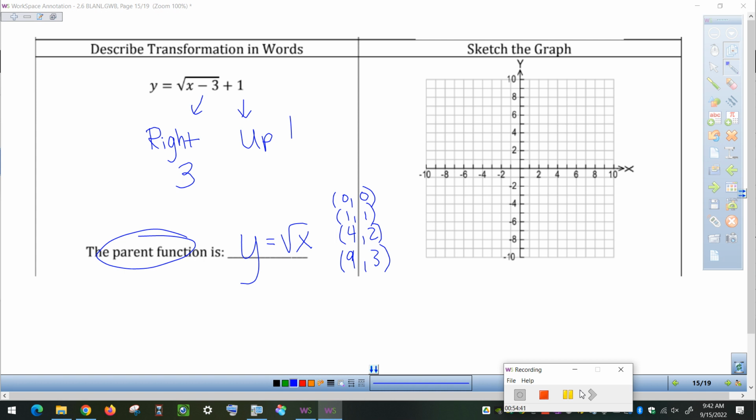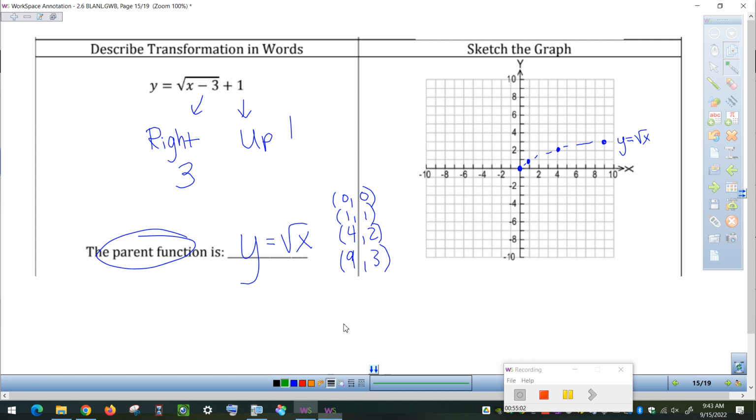All right, so hopefully on this one we should see that this is going right 3 spaces and up one space. And then the clue for the parent function is that we see the square root symbol. And so going back to my library of functions from the beginning of today, I just copied over the ordered pairs for that parent function. Just as we did before, I'm going to start with those. So I have 0, 0, 1, 1, 4, 2, and 9, 3. Either don't connect them or do a dotted line because that is just the original.